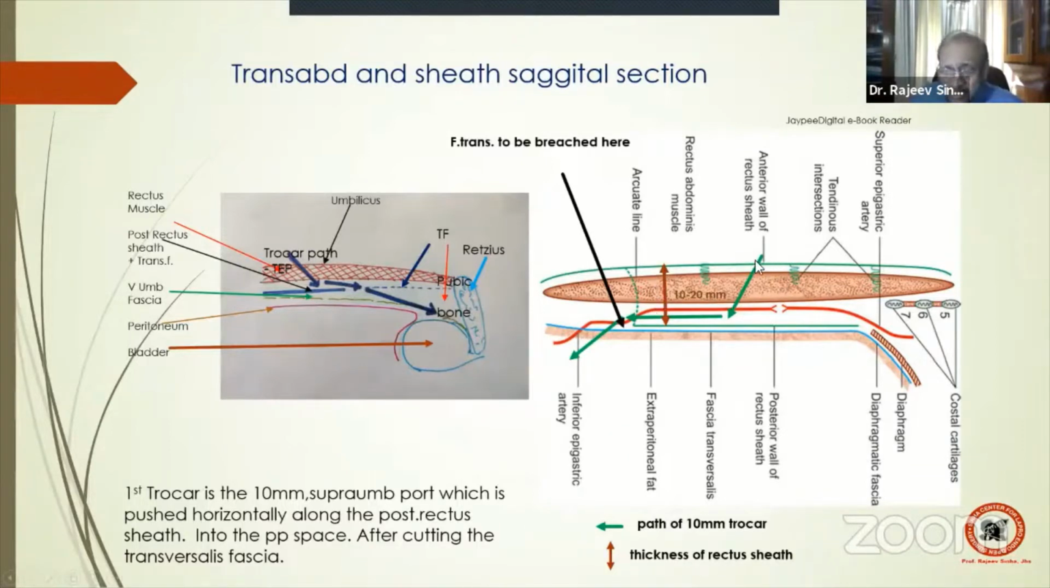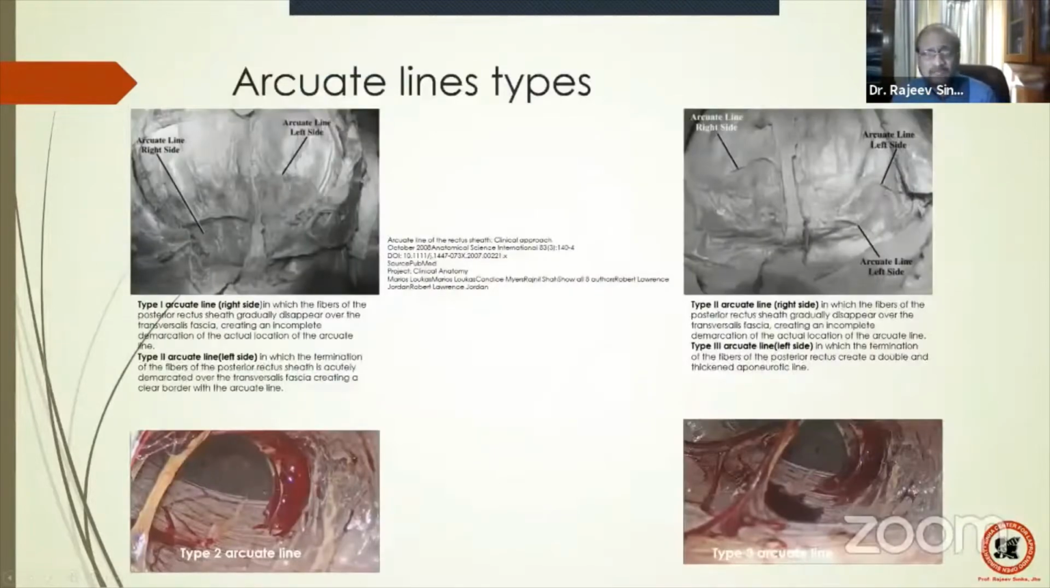So this port goes about 1 centimeter inside and then would have to go horizontally. That is to be known, because if you're not careful, it can easily go in this direction. See, and what is here? Peritoneum. Below the fascia, peritoneum. So it easily goes and damages the peritoneum, and you have a pneumoperitoneum right at the start of the procedure.